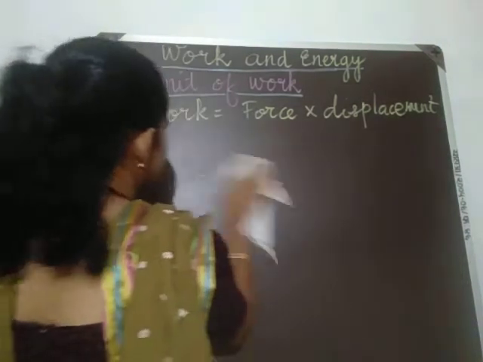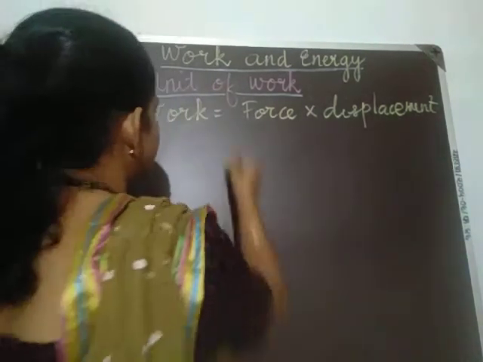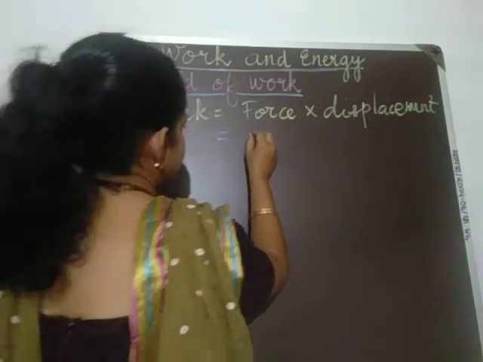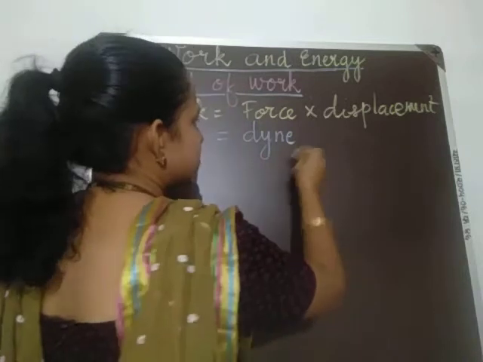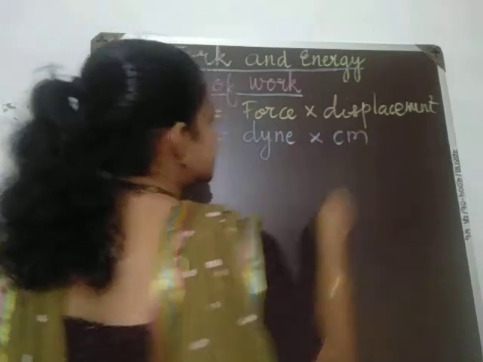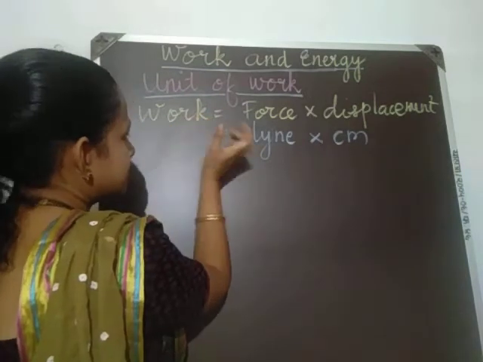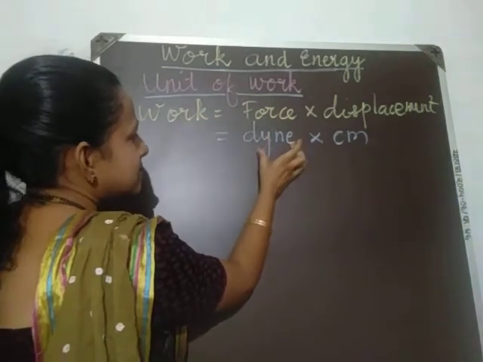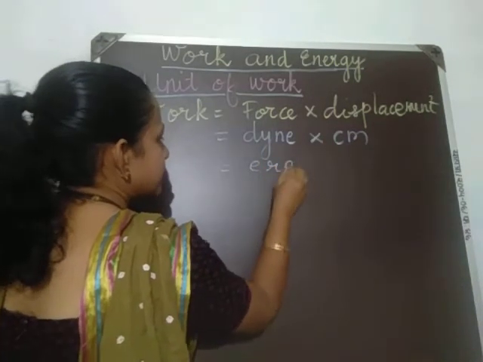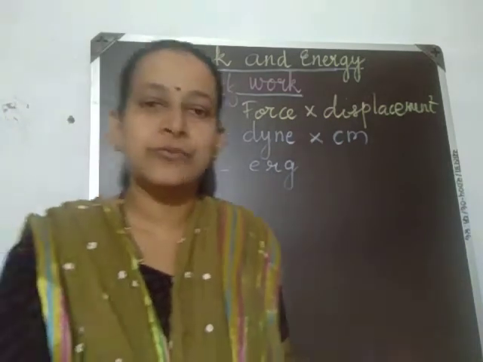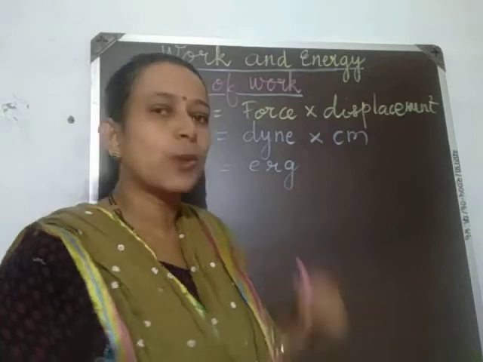So in CGS unit, force is measured in terms of dynes, and that of displacement in CGS unit is nothing but centimeter. So the unit of work in CGS unit becomes dyne into centimeter, and dyne into centimeter is also referred to as erg. Okay, so now we have seen that SI unit is joules and that of CGS unit is erg.